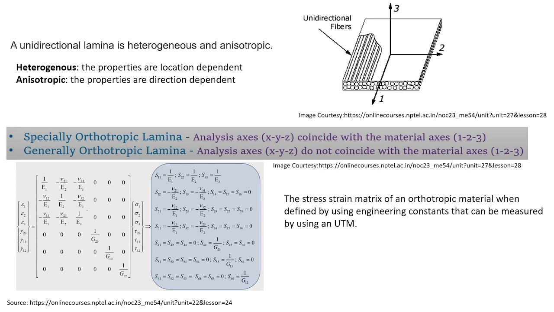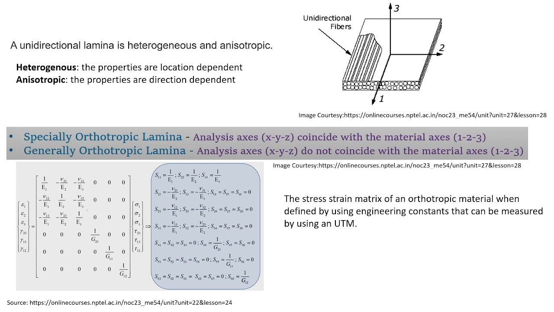So what does that mean? Heterogeneous means that the properties are location dependent on that lamina, whereas anisotropic means the properties are different in all directions, that is, they are direction dependent. Now, mostly we talked about orthotropic laminas when we studied. We didn't go to anisotropic as there are a lot of properties that we have to define. So we mostly considered an orthotropic lamina.